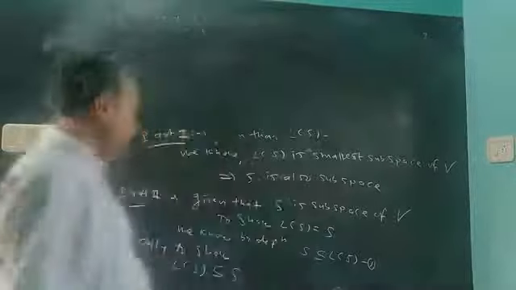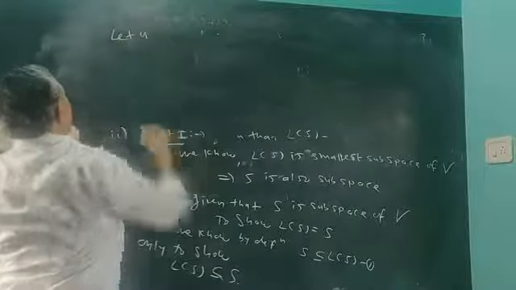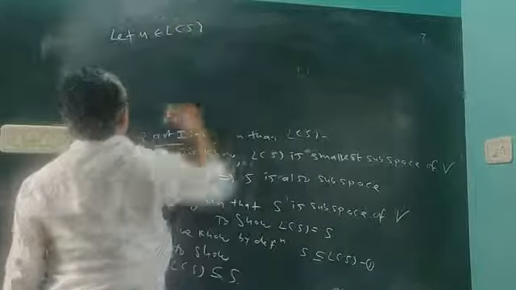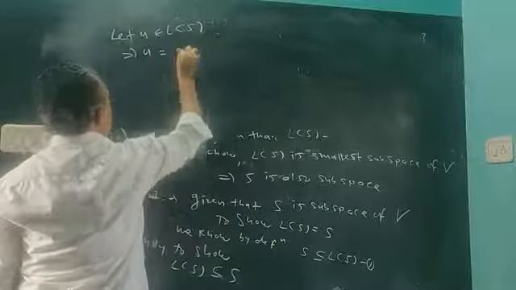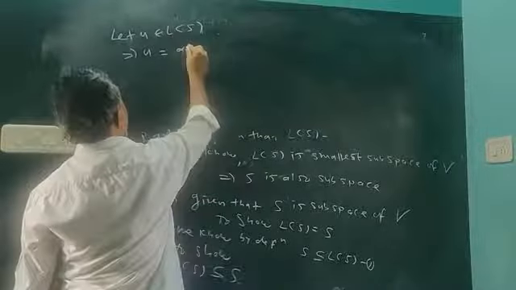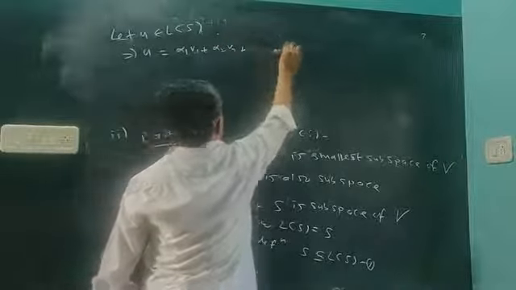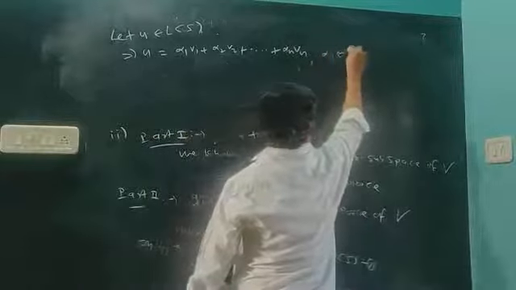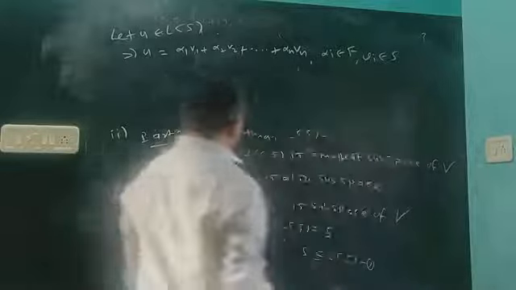Subset, same technique: take one element and show it is in the right side. So let u be one element of L of S, the span. Now span means linear combination, so u must be expressed as a linear combination: alpha 1 v1, alpha 2 v2, in this way up to alpha n vn. These alphas are scalars, and the vi come from set S.